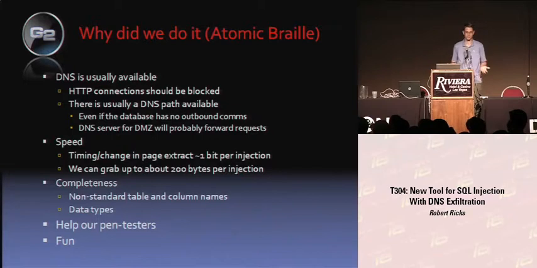So why did we do it? Well, DNS is usually available. It also turns out that it's a lot faster than some of the other exfiltration techniques. For example, with timing and change in page, you can often only get around a bit of information per injection. We can grab 200 bytes if we want to. I also looked at some of the tools and they kind of fell over in places, and I said it would be fun to do a tool that does some of that. And it's fun too.